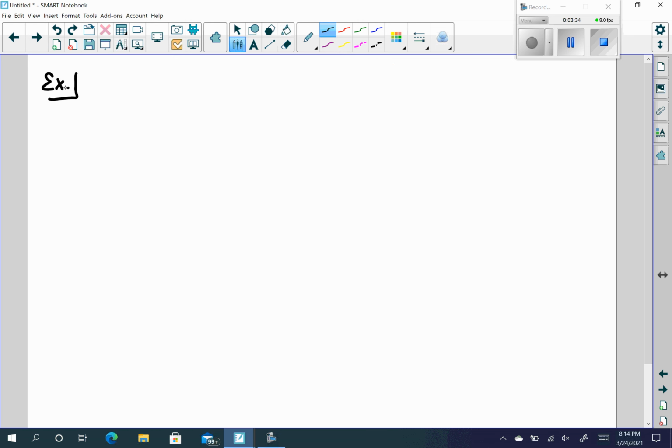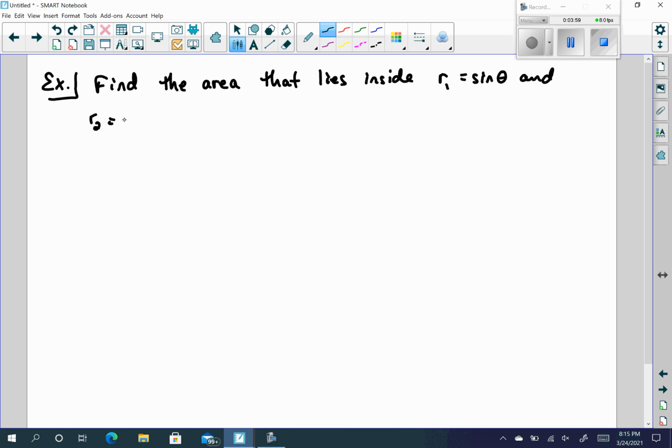All right, our next example, we want to find the area that lies inside these two curves. We'll call r1 is equal to sine theta, and r2 is equal to cosine theta. So we need to know what the graph of this looks like. So we're still practicing from what we did in section 10.3. So let's start with r is equal to sine theta.